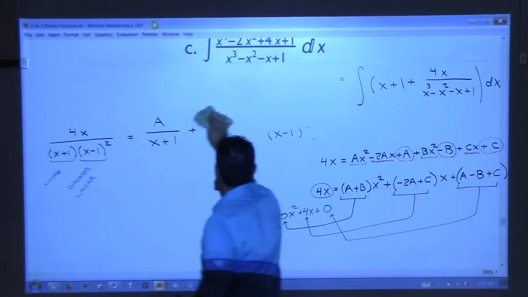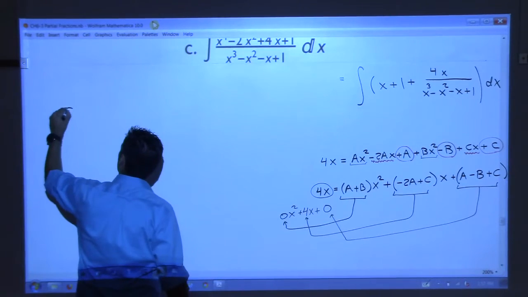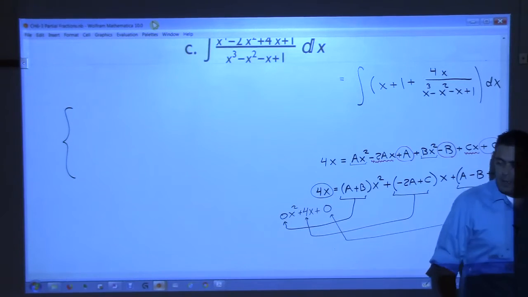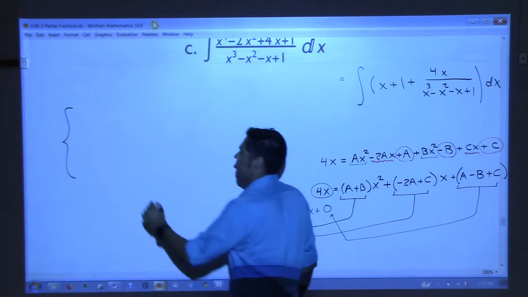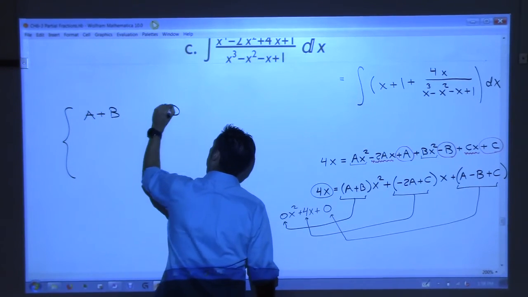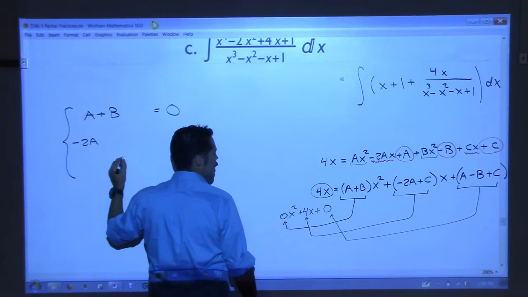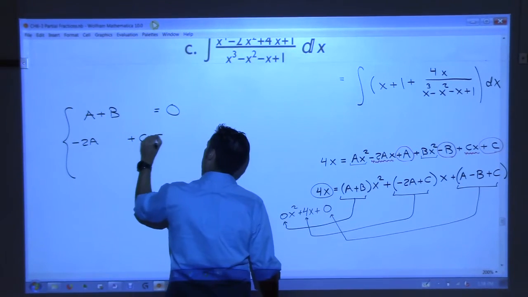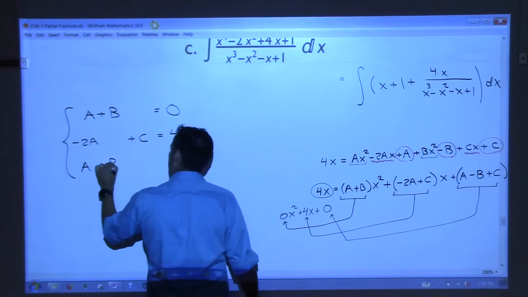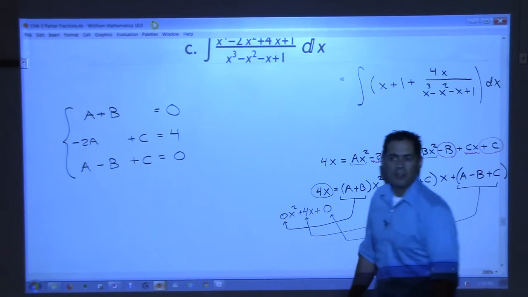So I should have a system of equations now. My system of equations would be what? A plus b is 0. And when I write this, notice I'm going to leave a little space here for my c. Second equation, negative 2a plus c is equal to 4. And finally, a minus b plus c is 0. So you have 3 equations, 3 unknowns.